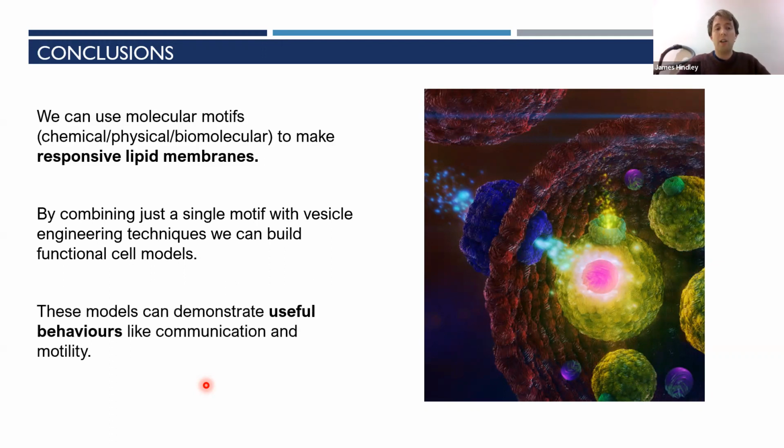And then finally, these cell models can demonstrate behaviors like communication and motility. And hopefully this is the start of, now that we've generated interesting behaviors, thinking about how we can use them. So for example, the signaling pathway I highlighted, we're interested in trying to implement that into cell models that can then respond to biological environments and potentially be used in applications of delivery or biosensing.